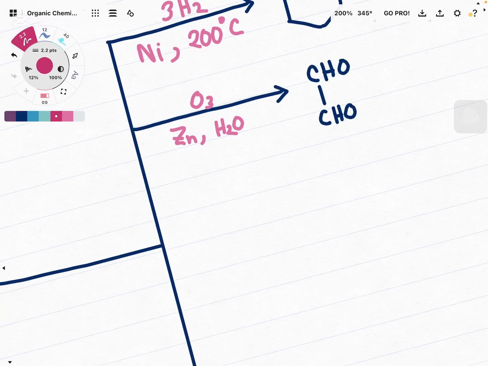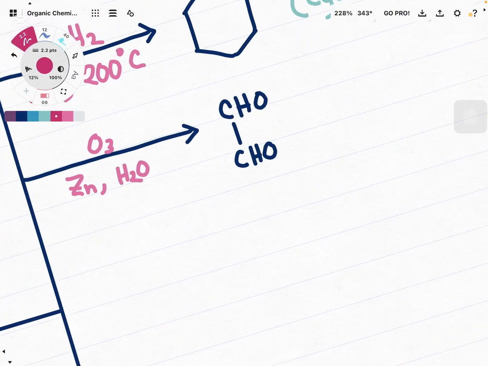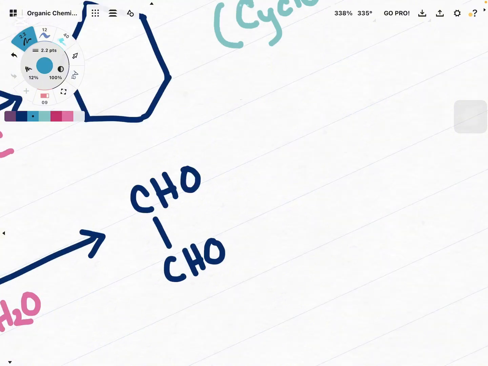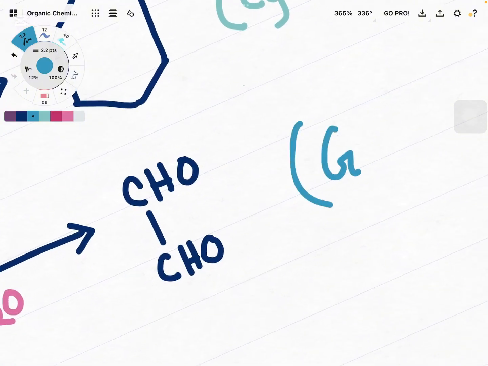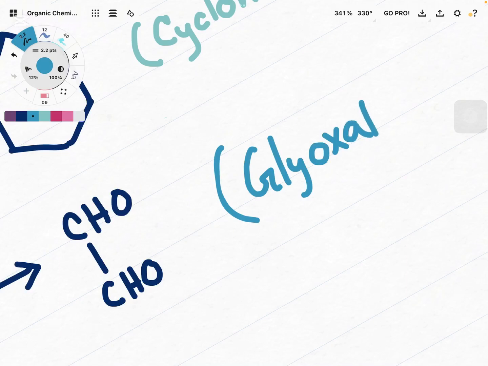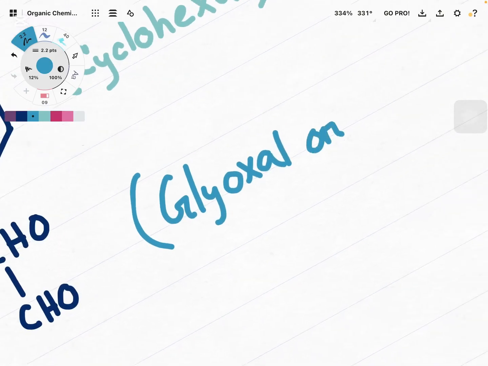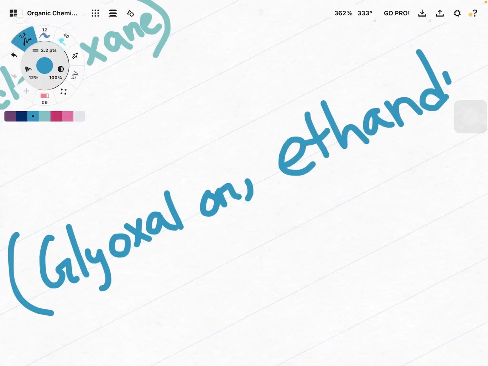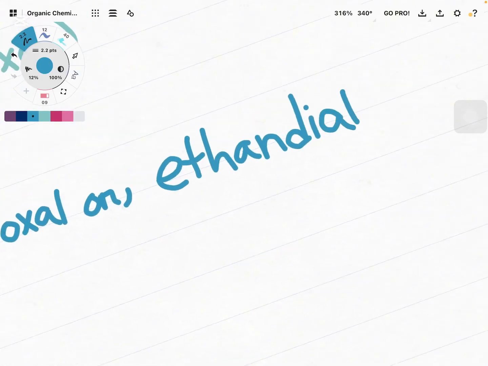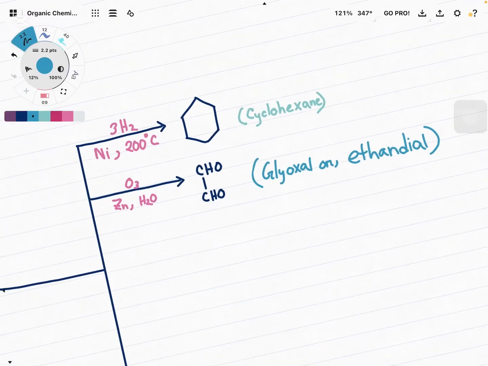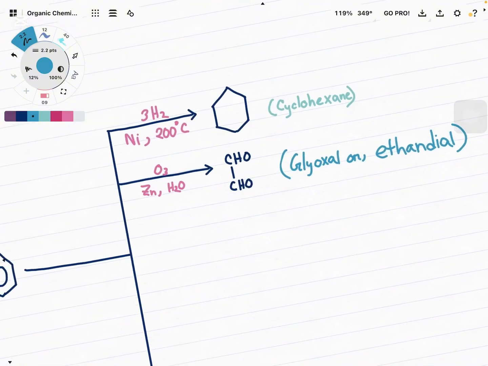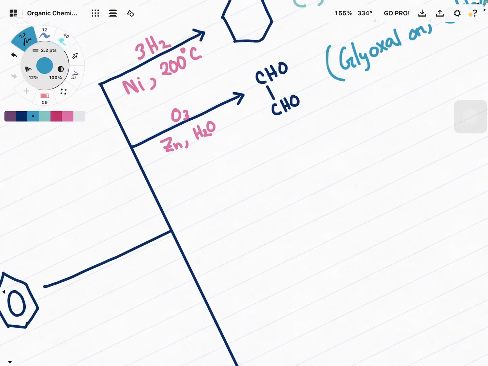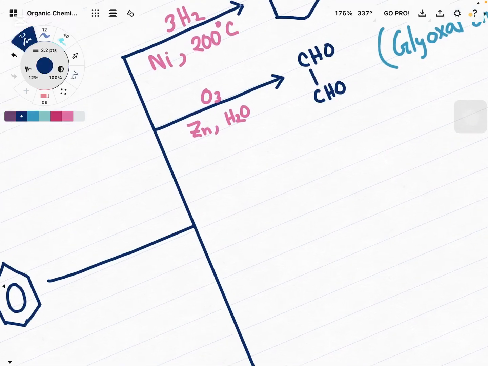Okay, so let me put the name here. It is glyoxal or ethanediol. Okay, I think we have made our second reaction, so let's move on to the third reaction.